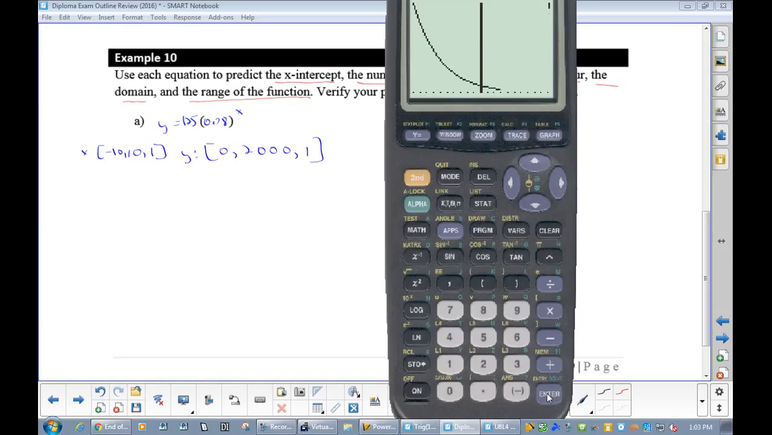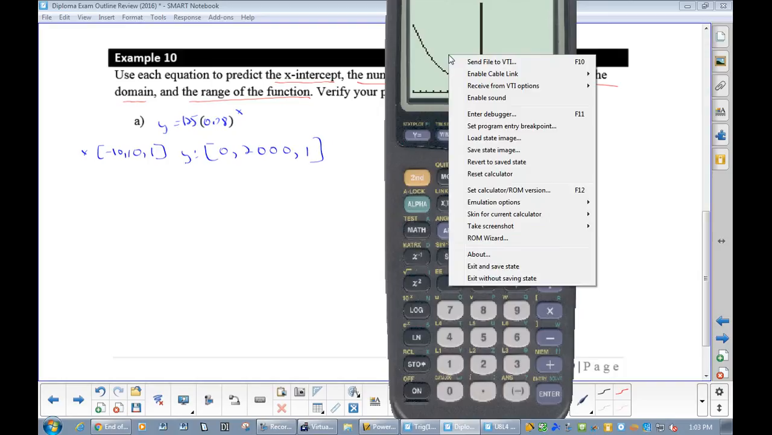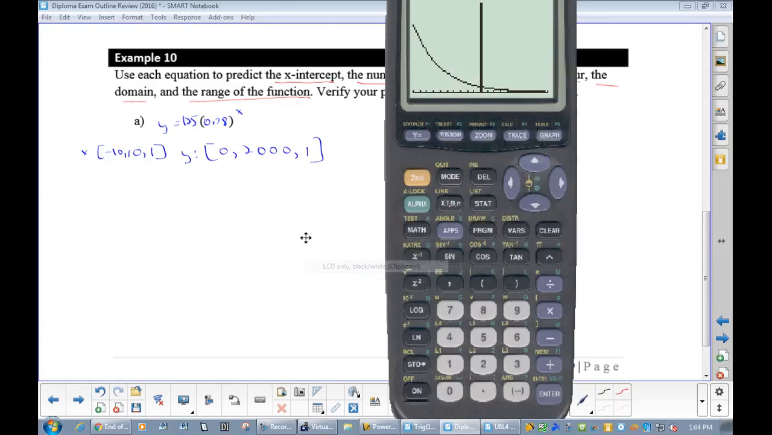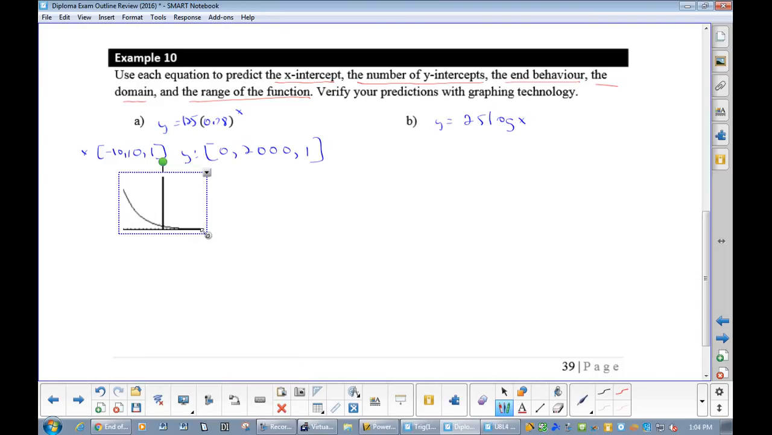Now, zoom fit does such a nice job. If I go to window, check what's that? See, it's negative 10, 10, 1, and y min is 10. Now I would have something in the negative, like negative 5, so I could really see where it's going through the x-axis. And I made this 2000, just to see it better. But I can clearly see it's not going through the x-axis. So do a rough sketch before you start anything. Or you can just take a screenshot and then paste.